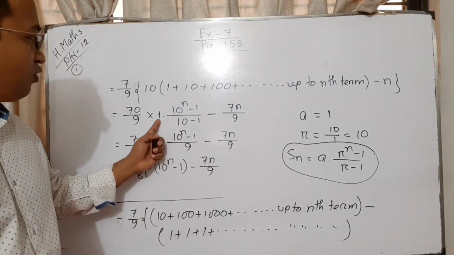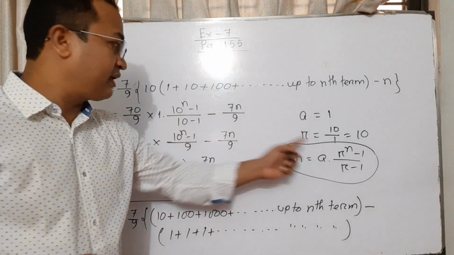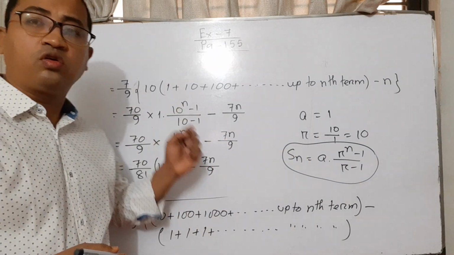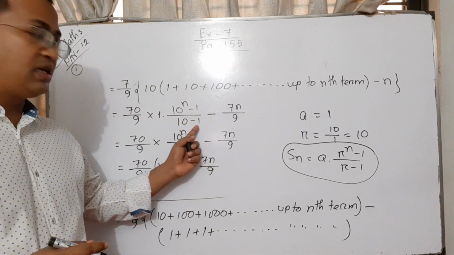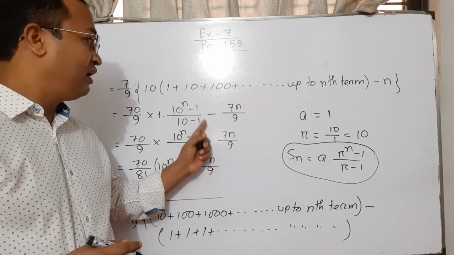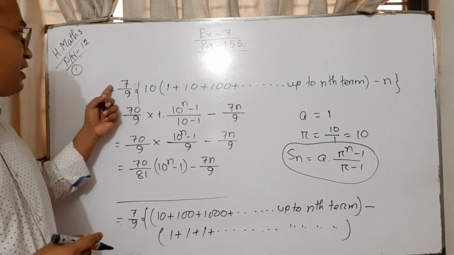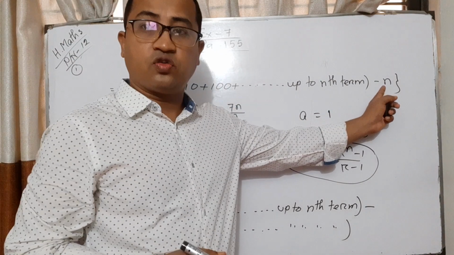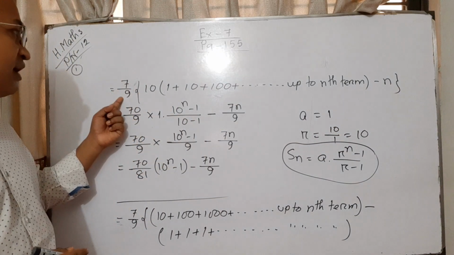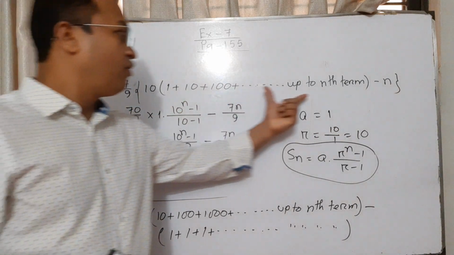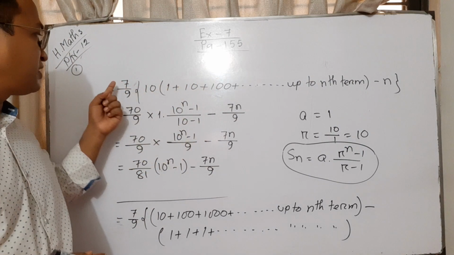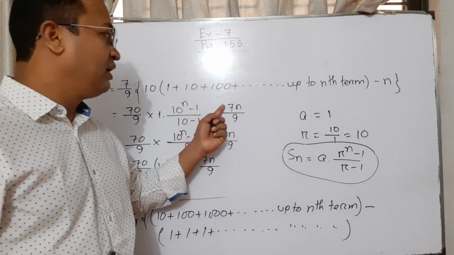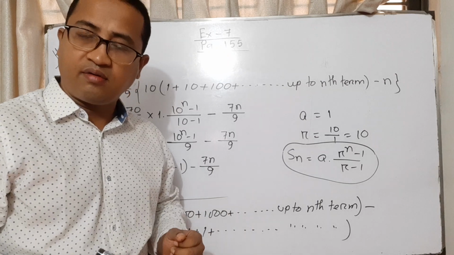So here a is 1 and r is 10, and we don't know the value of n, so that is (r^n - 1)/(r - 1), that is (10^n - 1)/(10 - 1). And this 7 by 9 multiplies with this n also, because this 7 by 9 is common for this whole portion. So you should multiply n also by 7 by 9. That will be 7n by 9.